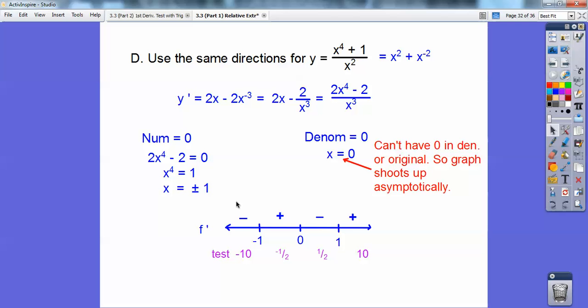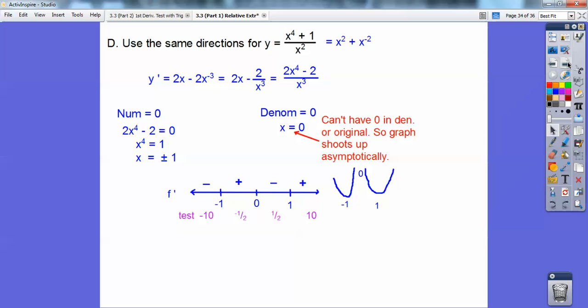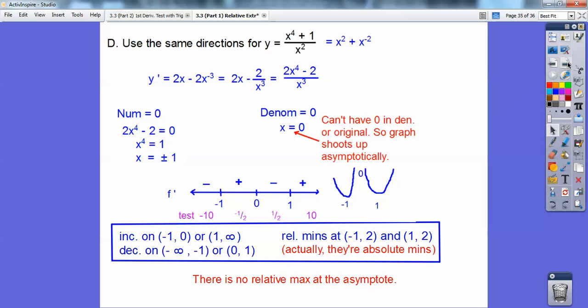So that tells me that there's a relative minimum right there, there's a relative min right there, and actually, they're absolute mins. Okay, because it asymptotically goes up forever and ever and ever. All right, so it's increasing on negative 1 to 0, and it's also increasing on 1 to infinity. Okay, decreasing on negative infinity to negative 1 or 0 to 1. Okay, relative mins, and actually they're absolute mins, and there's no relative maximums at that asymptote right there.